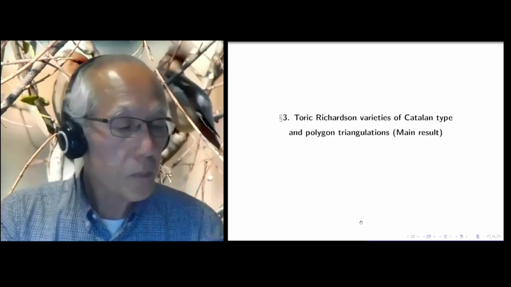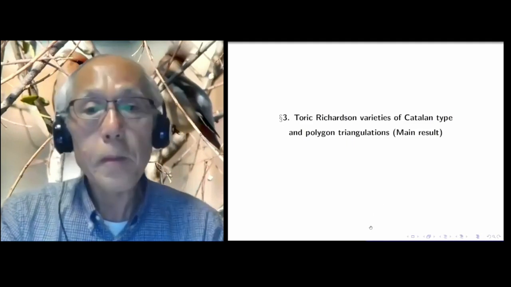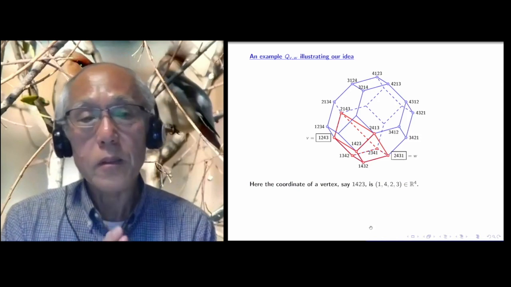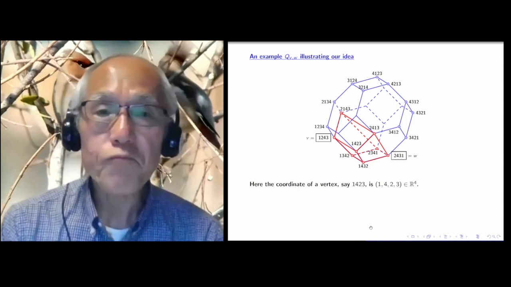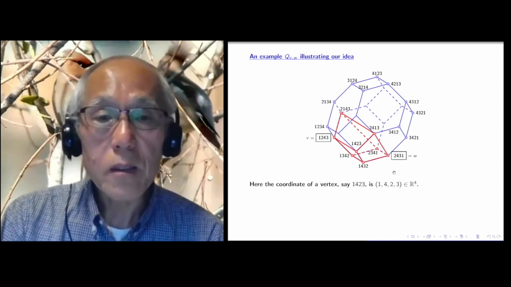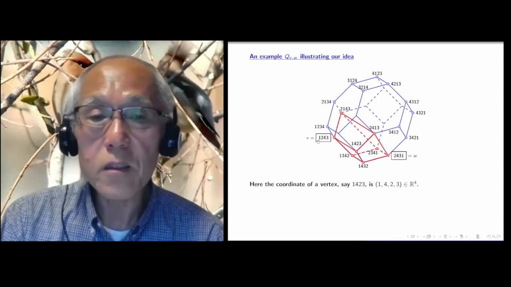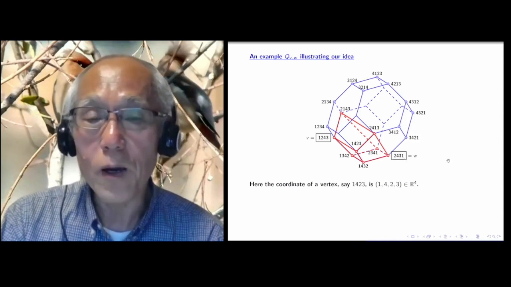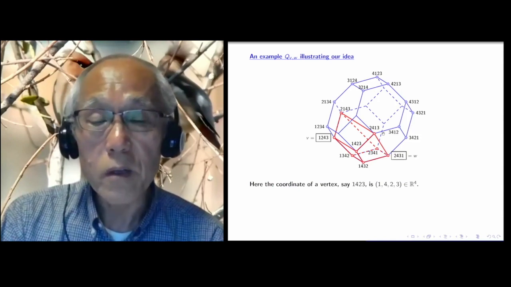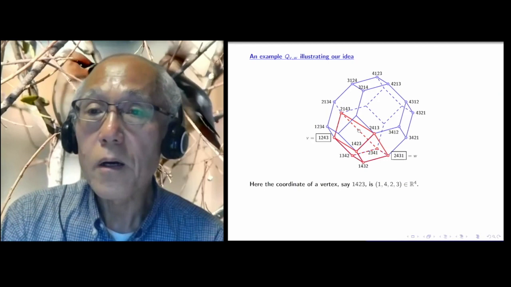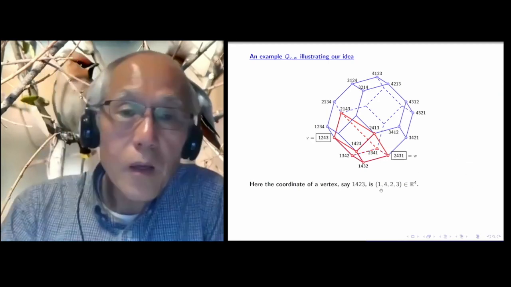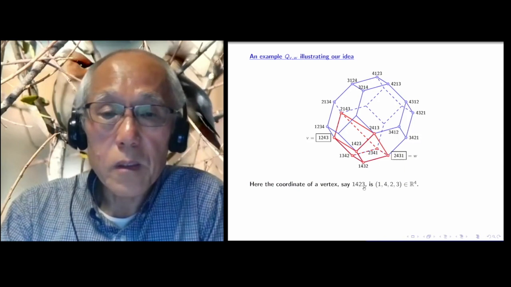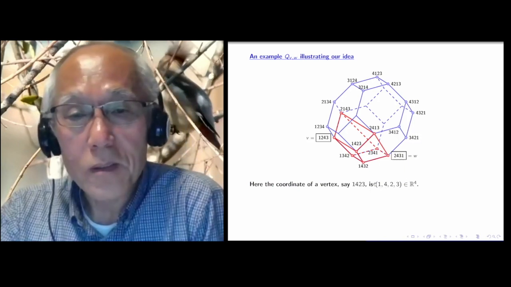Now we come to the main part of this talk. I will explain what we did by an example. Let's look at this Bruhat interval polytope, where V is, let's say, 1, 2, 4, 3, and W is 2, 4, 3, 1. The Bruhat interval polytope is this red part. This is a cube. Here the coordinate of the vertex, let's say 1, 4, 2, 3, is 1, 4, 2, 3. It's a point in R^4.